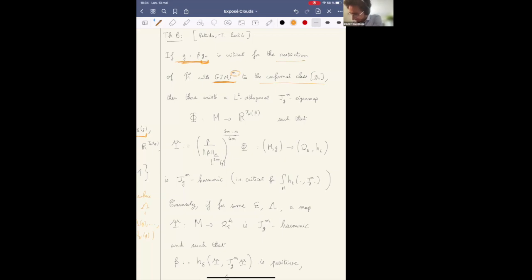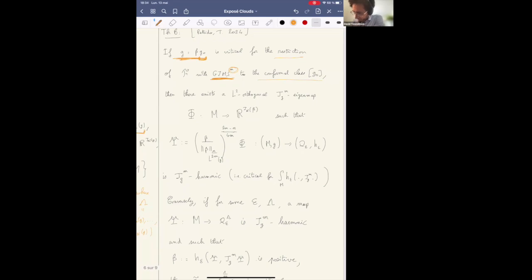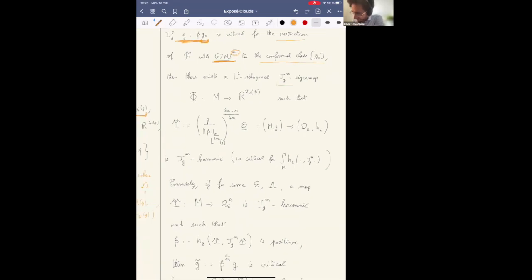Then the statement is that there exists a GJMS eigenmap with L2 orthogonal coordinates again that maps M to the Euclidean space of corresponding dimension, and such that, up to rescaling, this eigenmap phi, which we multiply by this factor that depends on the conformal factor beta, gives a new map psi, and this psi is GJMS harmonic in the sense that it is critical for this new energy.